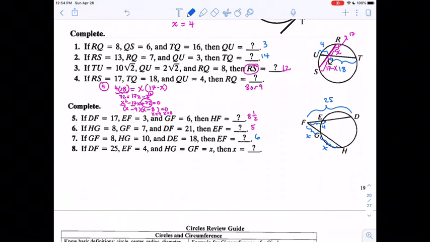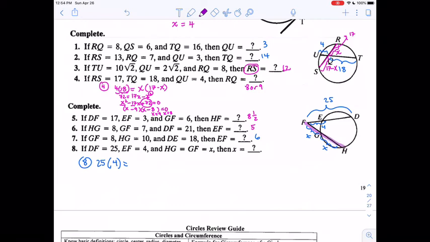And so if we use the whole times the piece on the outside strategy of secants, then we have for number 8, the top secant would be the whole thing is 25 times the piece on the outside is 4. The whole thing for FH, and let me highlight this, the whole thing is x plus x, so 2x, times the piece on the outside, so 2x times x. 2x times x is x squared. So 100 equals 2x squared. And then we isolate x squared.